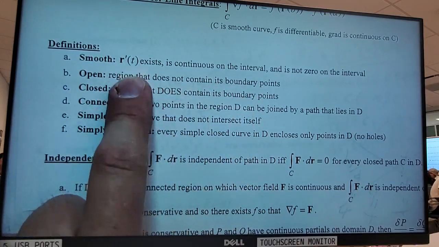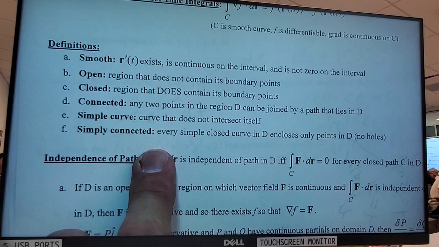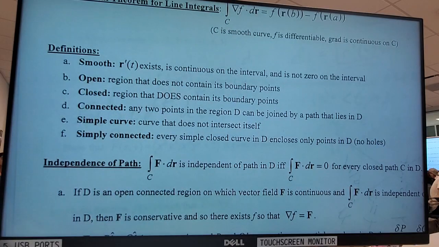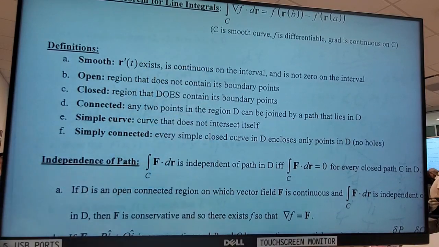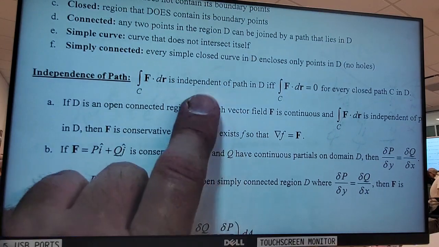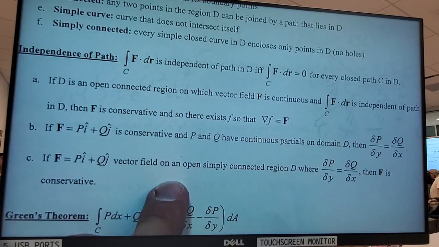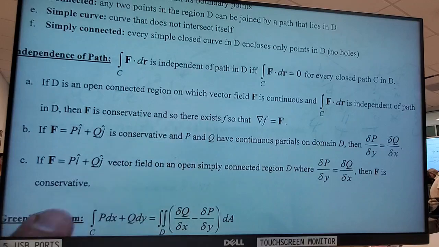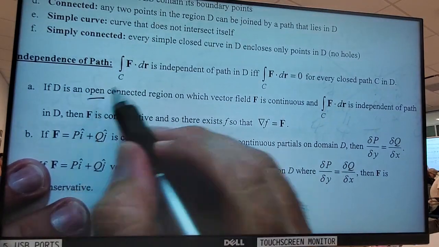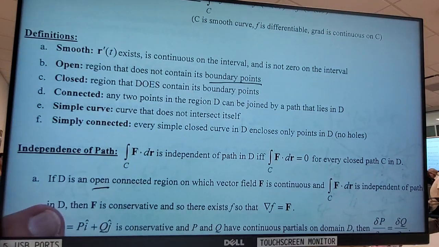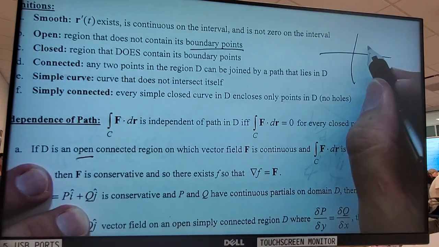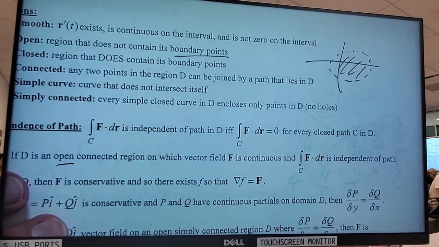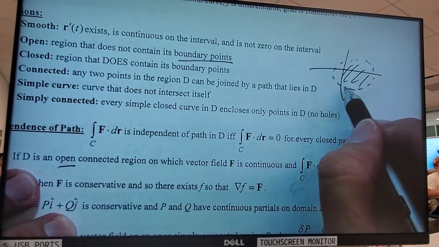These two are going to come up here in a minute, open and closed. What else did we talk about? There are definitions right in the middle of this page of notes. Independent of path we talked about, so that's here. So right here, if D is an open connected region, what does that mean? Open means it does not contain its boundary points, which means it could be something like this. So it just doesn't contain its boundary points.